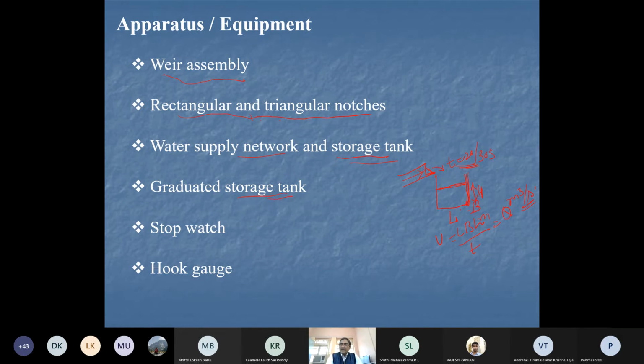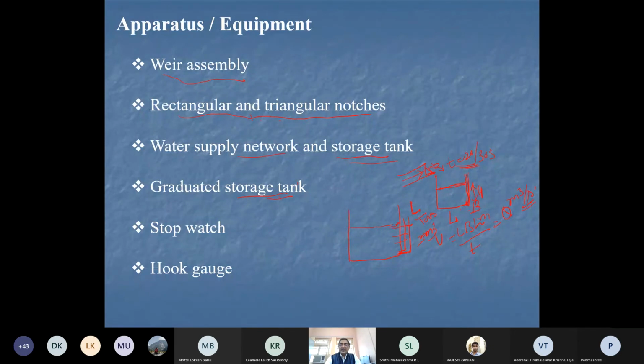Graduated storage tank. In practice, you will see in the video that there is a tank which has a kind of stilling basin, meaning it has an outlet, and it has a tube to measure the accurate height of water in this tank, and it is calibrated in terms of liters. If you divide liters by 1000, it becomes cubic meter. So there is a graduated tank to collect the water that is discharged from the weirs.